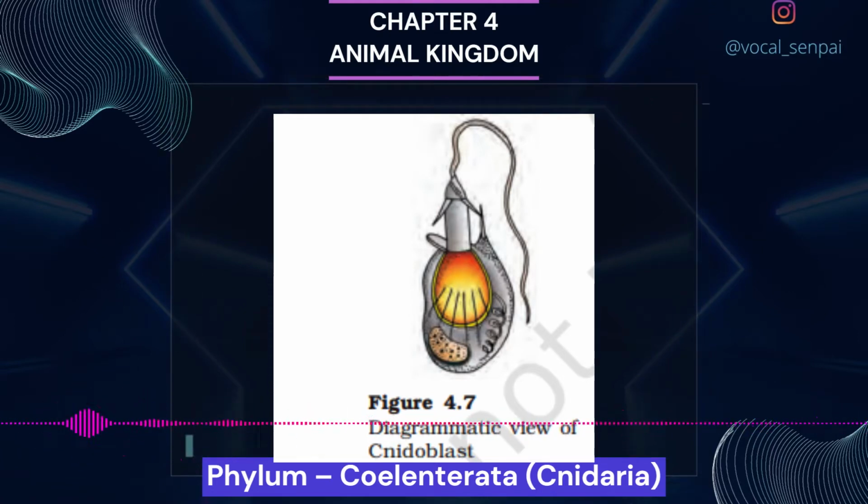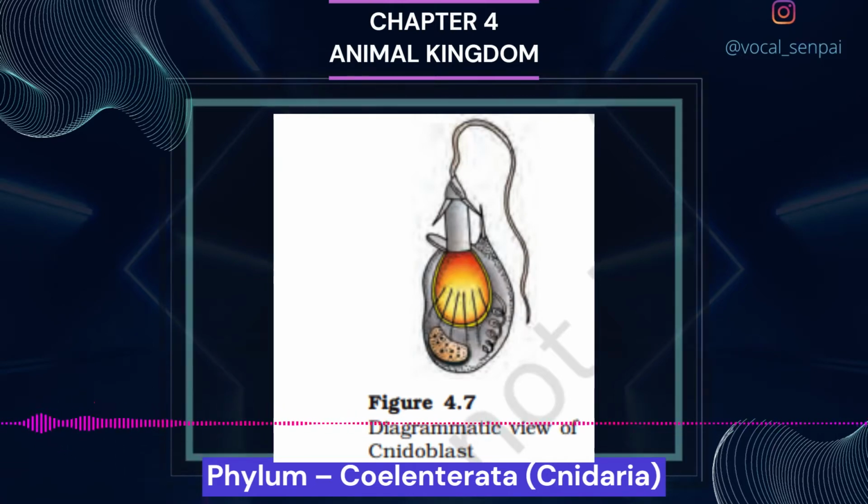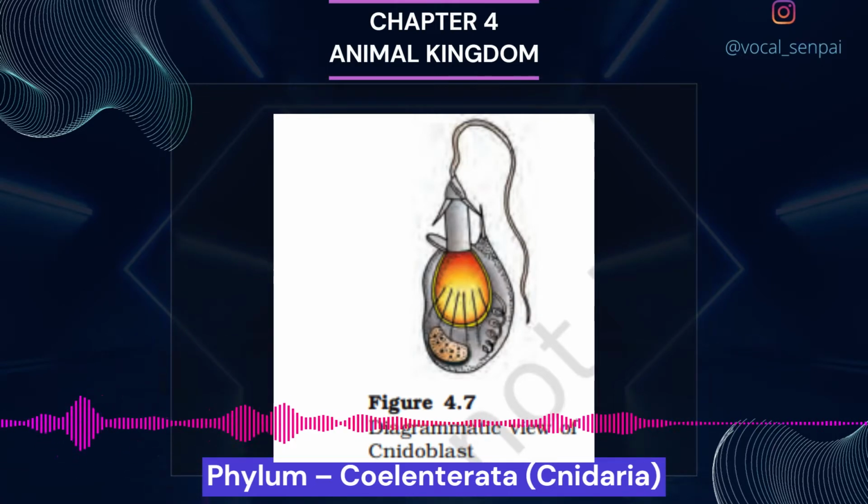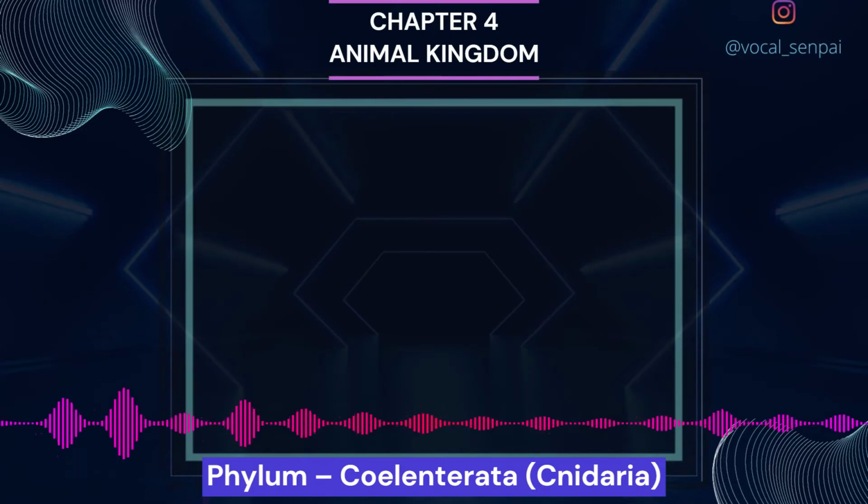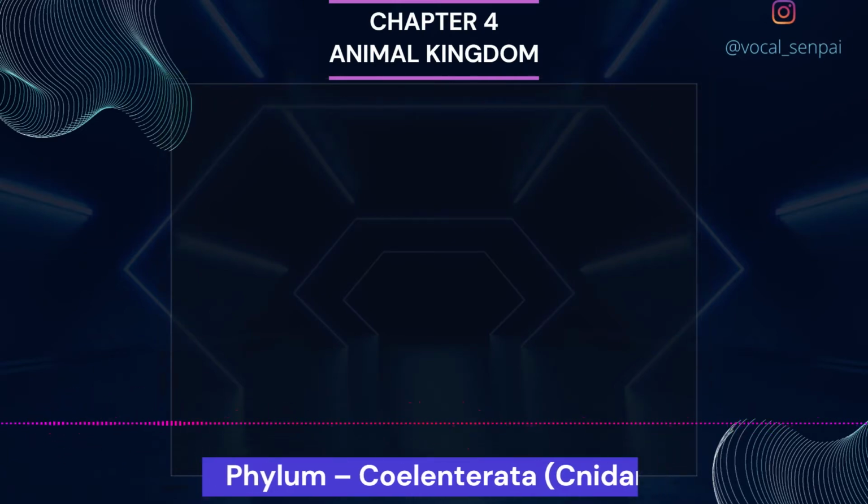Examples: Physalia, Portuguese man-of-war, Adamsia, sea anemone, Pennatula, sea pen, Gorgonia, sea fan, and Meandrina, brain coral.